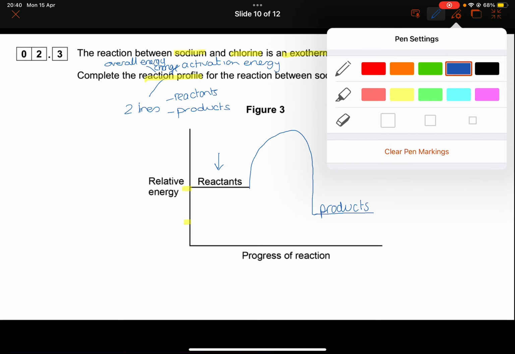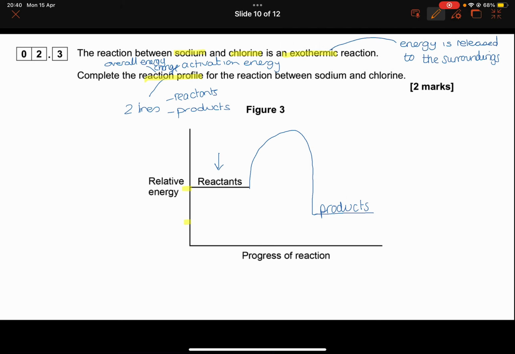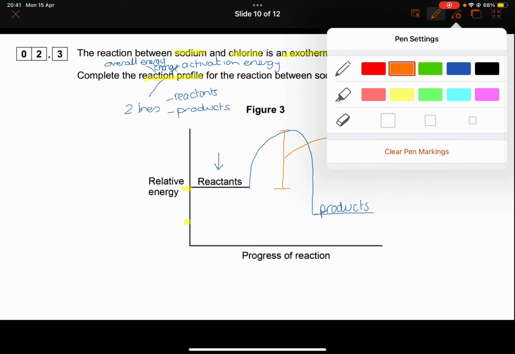Now, like I said, this question doesn't tell you to label it, but it could be a follow-on question. So where are these really 2 important labels? So we've got a label here, so it's from the reactant line to the top of the curve. That is where your activation energy is. The activation energy is the minimum amount of energy needed for a reaction to occur. Again, another really important definition. Minimum amount of energy needed for a reaction to occur.